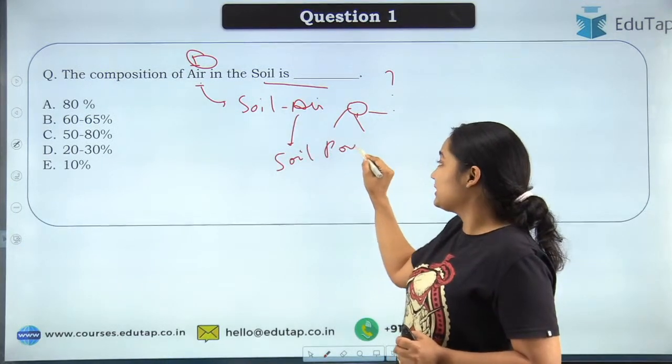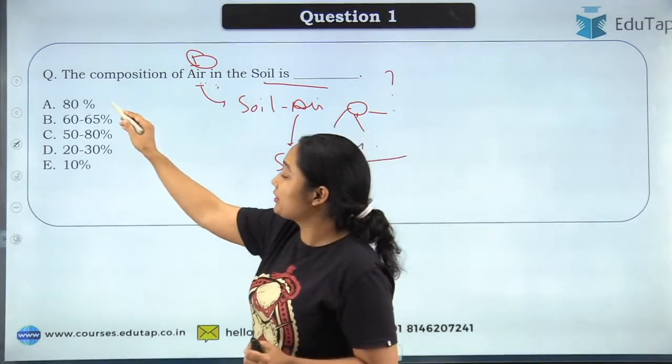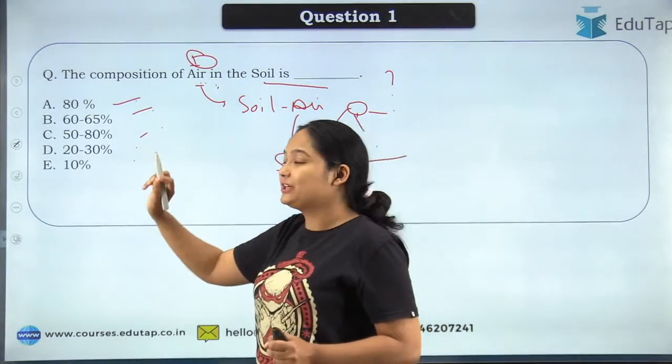So here they are asking how much is the composition usually, in general cases, for this air. Is it 80%, 60 to 65%, 50 to 80%, 20 to 30%, or is it 10%?